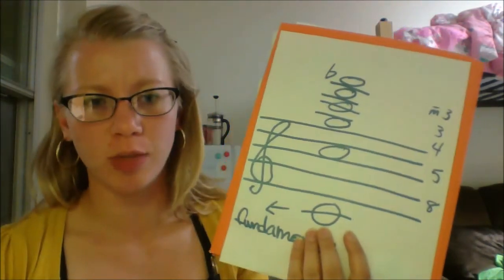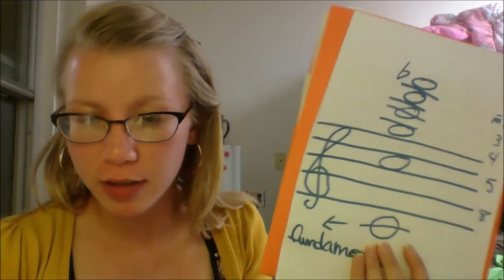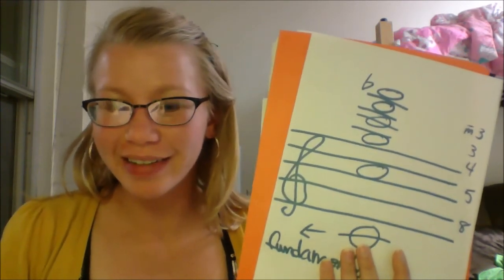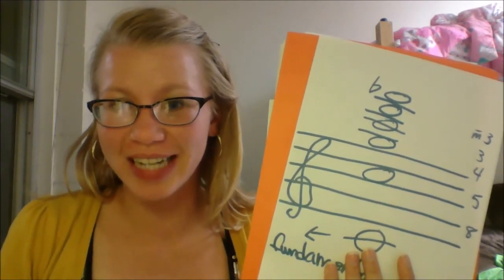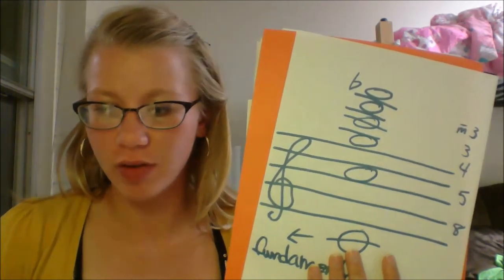It's super easy to remember. It's 8, 5, 4, 3, minor 3. So if you can just remember 8, that goes down to 5, and then just count down and repeat minor 3. That's really all you need to know with the harmonic series.